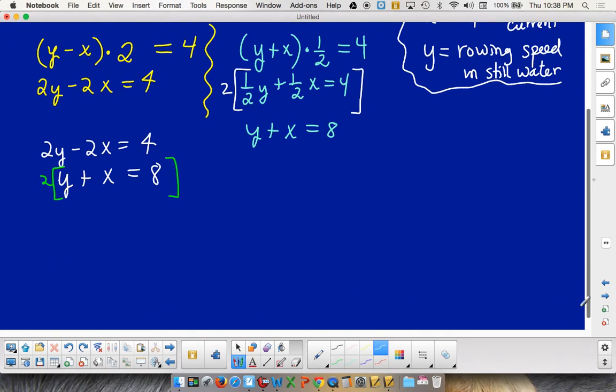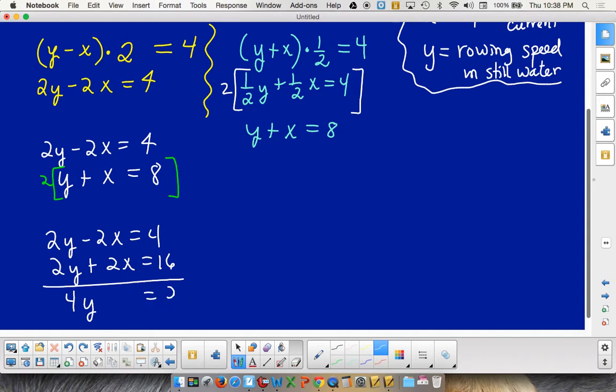That's going to give me 2y minus 2x equals 4 and 2y plus 2x equals 16. If I add them together, I've got 4y equals 20. And of course then y equals 5. Have I answered the question? Of course not, because I haven't solved for the other variable. Which equation is easiest to go back to here? Well, by far, y plus x equals 8. So now I would know that 5 plus x must equal 8, which means x equals 3.